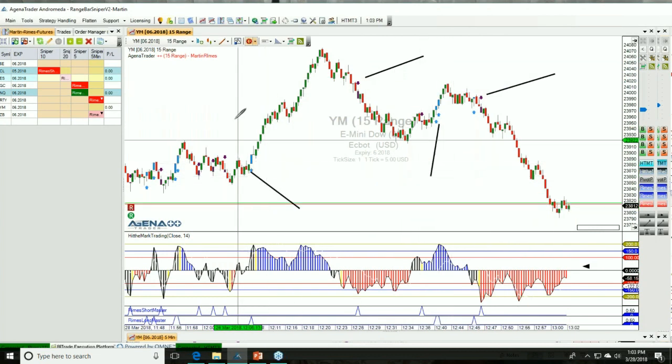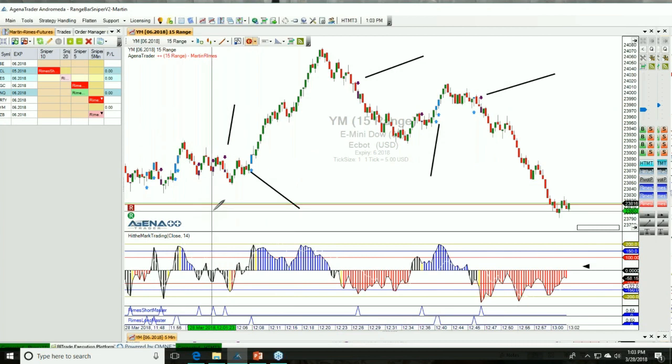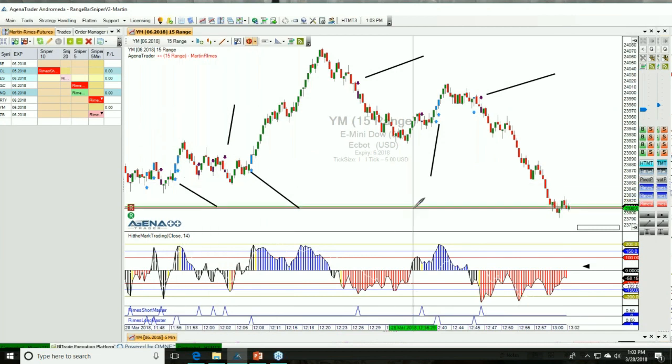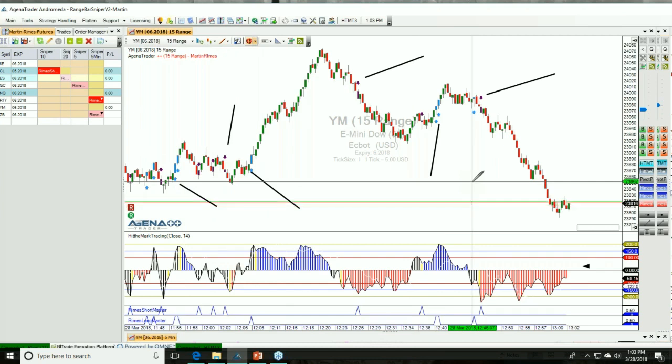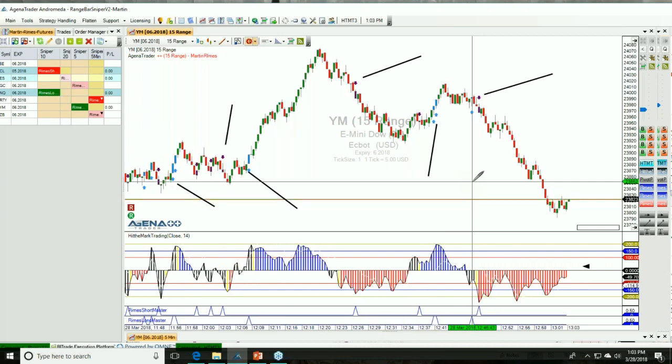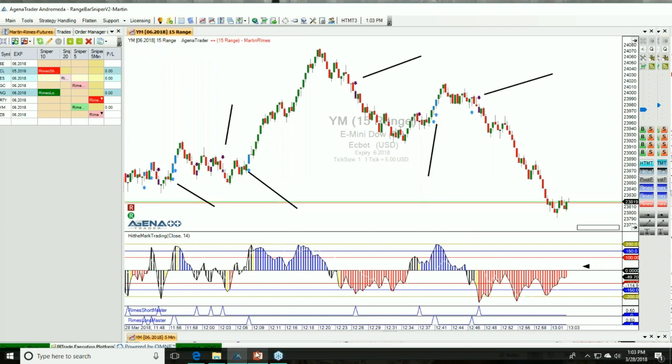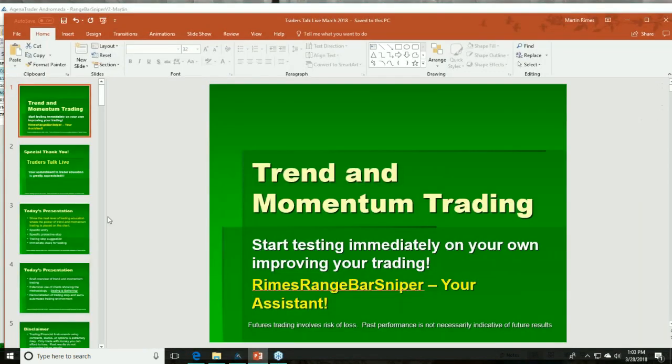But I'm going to talk to you about what this thing is doing and why it's doing it, because I'd really rather you learn how to do this manually on your own so you can believe in it. And then if you want to have it do it for you, well, then that's just wonderful. So let me get going with the presentation.